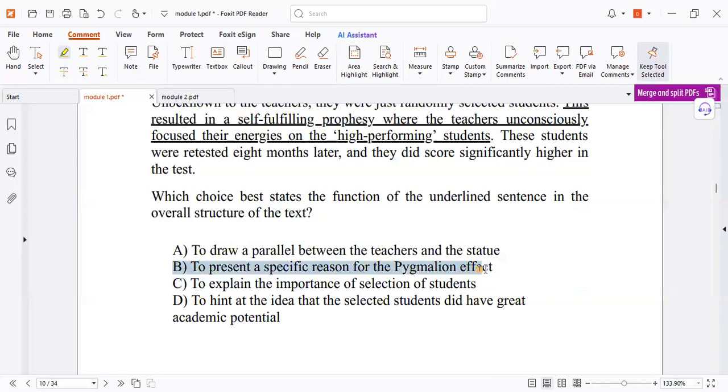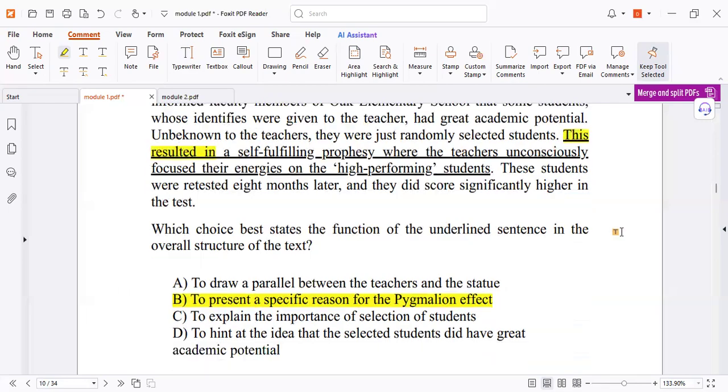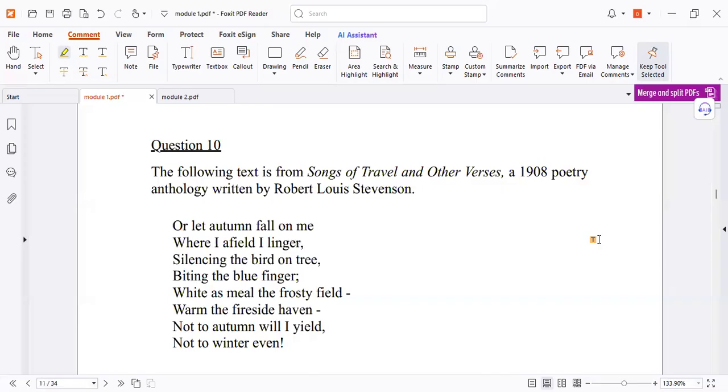Need to present specific reason for the effect. Now, how did you know its reason? He said this resulted in, look, effect. Good job. Yes. Okay. Now poetry, that you love it. So 10, I didn't really solve because I couldn't find an answer, but can I try now?